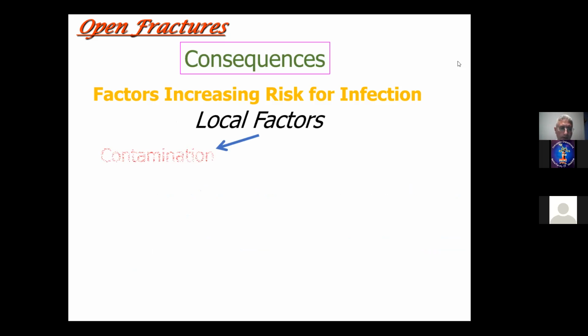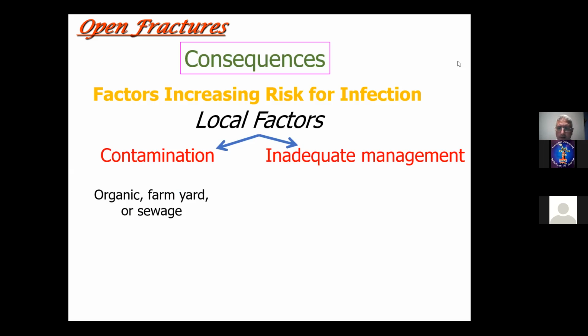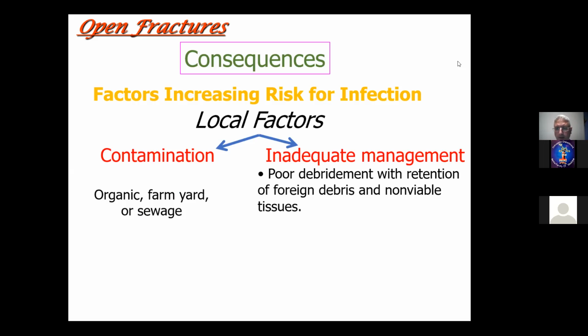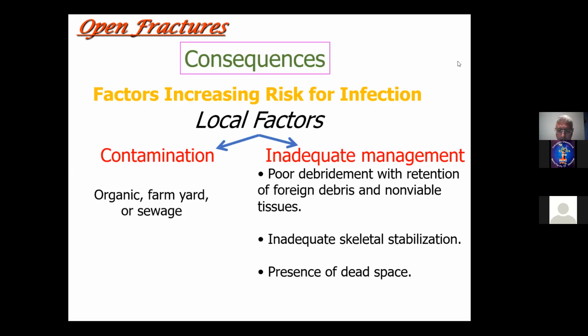Local factors include the degree of contamination and the type of contamination. It's not only the degree of contamination, because some specific environments are very dangerous, like farmyards or sewage. Also inadequate management, which starts with poor debridement with retention of foreign debris and non-viable tissues. Any hesitation in debridement is totally refused. Also inadequate skeletal stabilization, so part on the soft tissues and part on the bone element, or the presence of dead space, and late debridement, later than 24 hours.